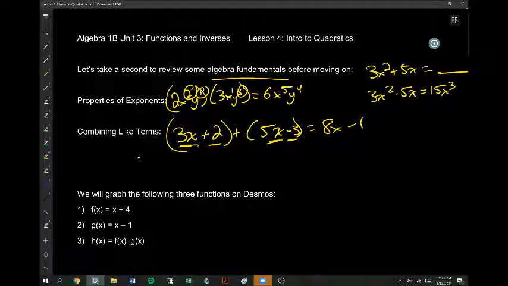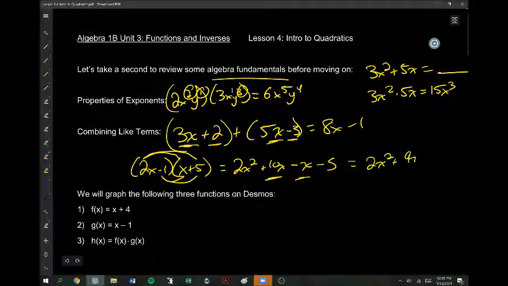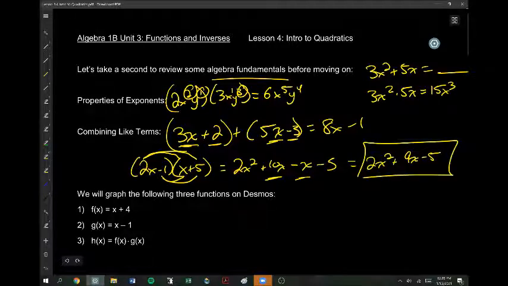When you have something like 2x minus 1 times x plus 5, this has to be distributed and then simplified. First I do 2x times x, which is 2x squared. Then 2x times 5, which is 10x. Then -1 times x is -x, and -1 times 5 is -5. I've done the multiplication. Next, I combine my like terms. 10x minus 1x is 9x. So it's 2x squared plus 9x minus 5. Okay? Some algebra fundamentals for us to be on top of.